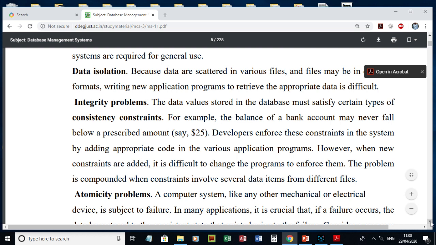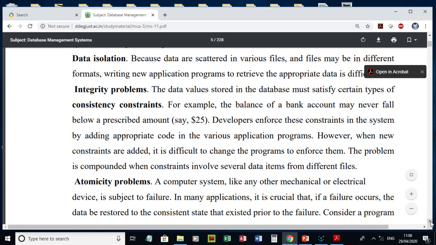In many applications, it is crucial that if a failure occurs, the data is restored to the consistent state that existed prior to the failure. So, consistency, and also maintaining atomicity.